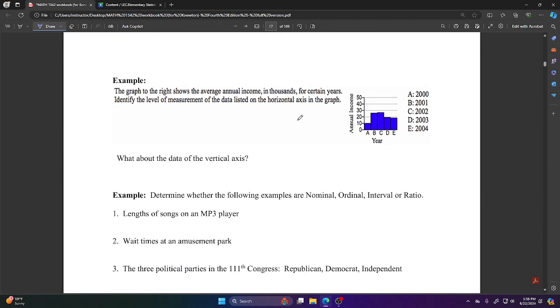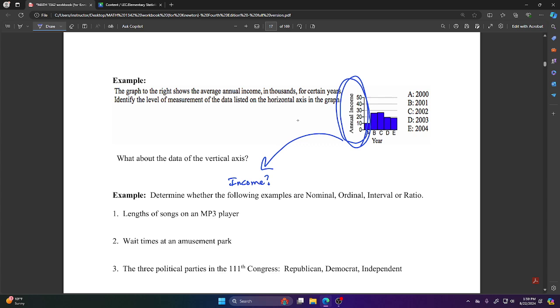All right. So they have this graph thing on the side here, and so these are years, by the way. I don't know why they didn't do that. So it says, what's the data type of the vertical axis? And by vertical axis, they mean like this thing right here. So without going too crazy, you're just looking at annual income. So what type is annual income from those four that we had earlier?